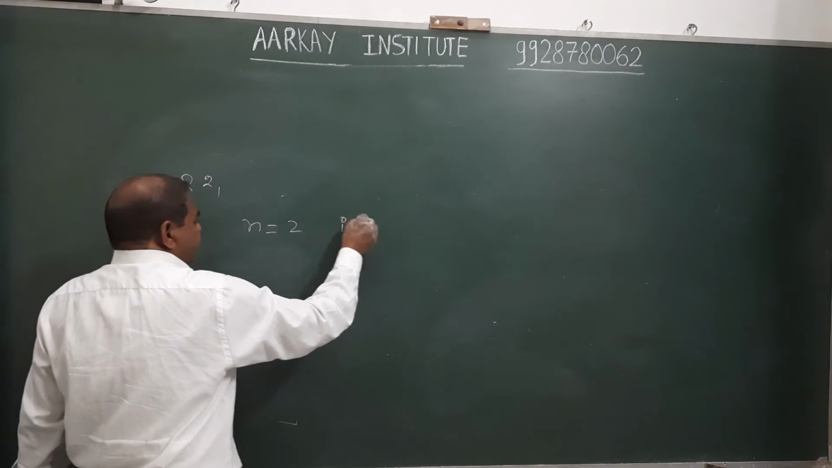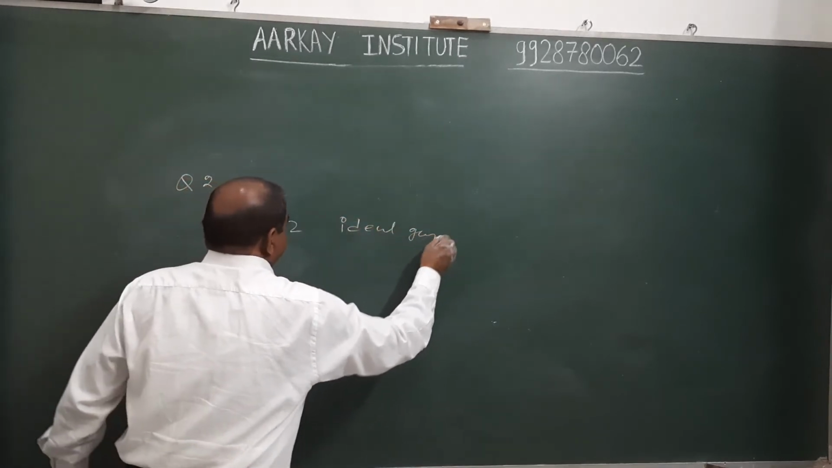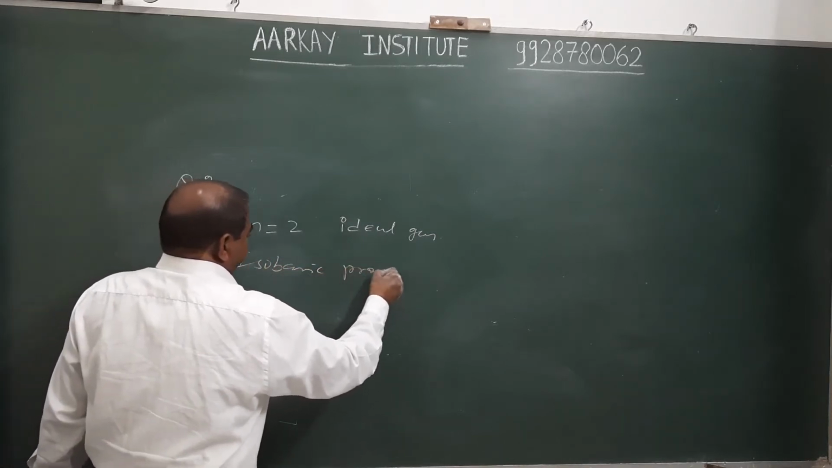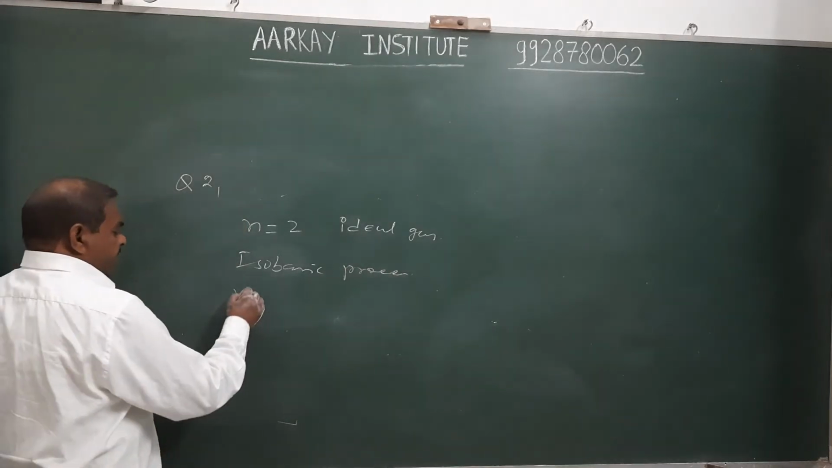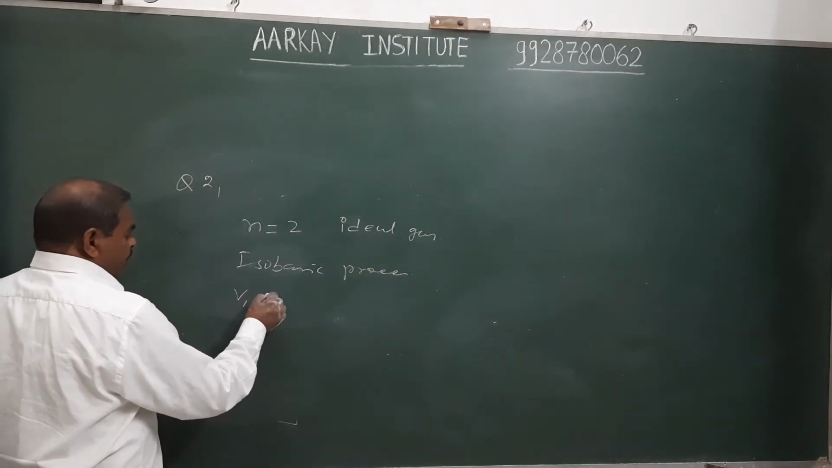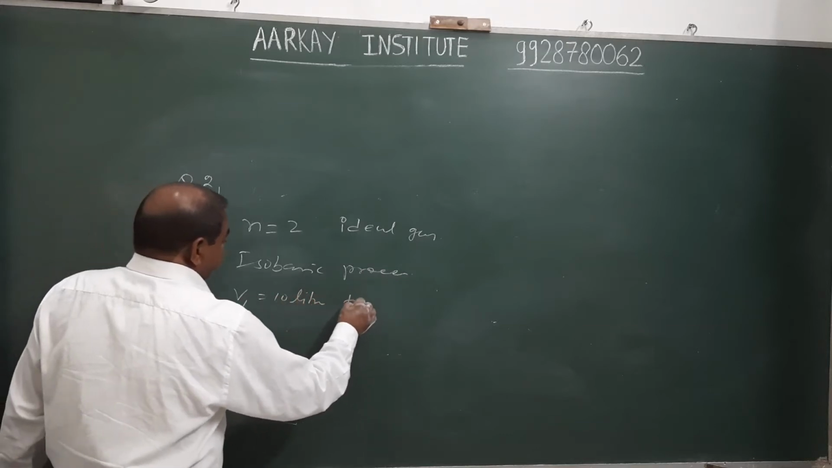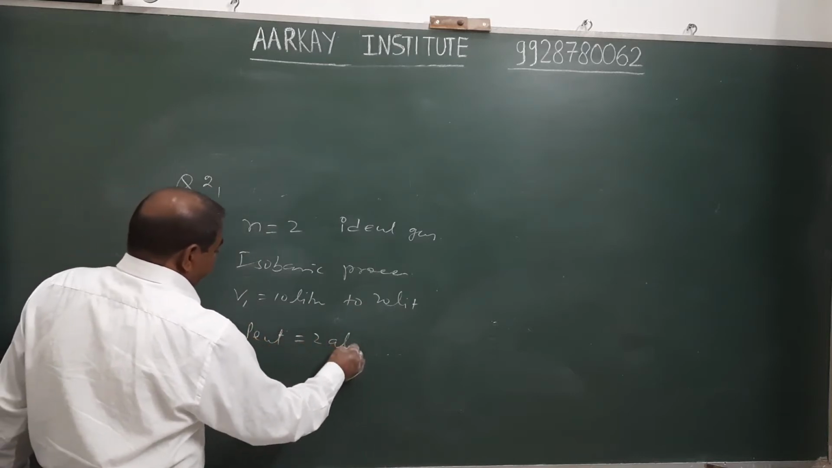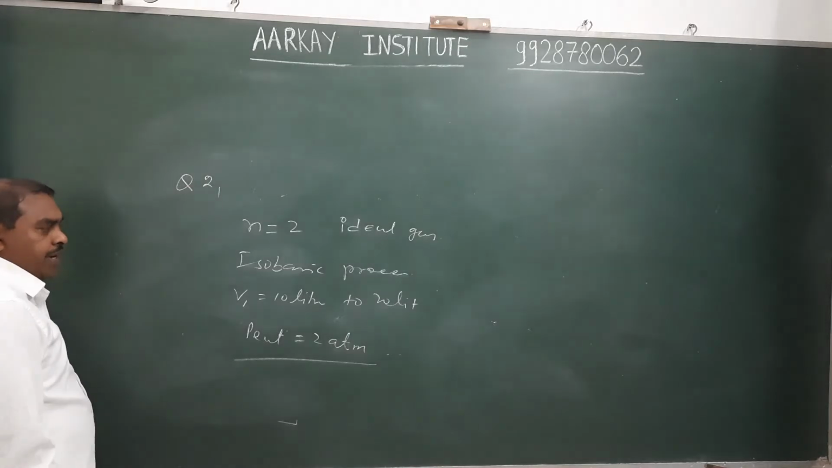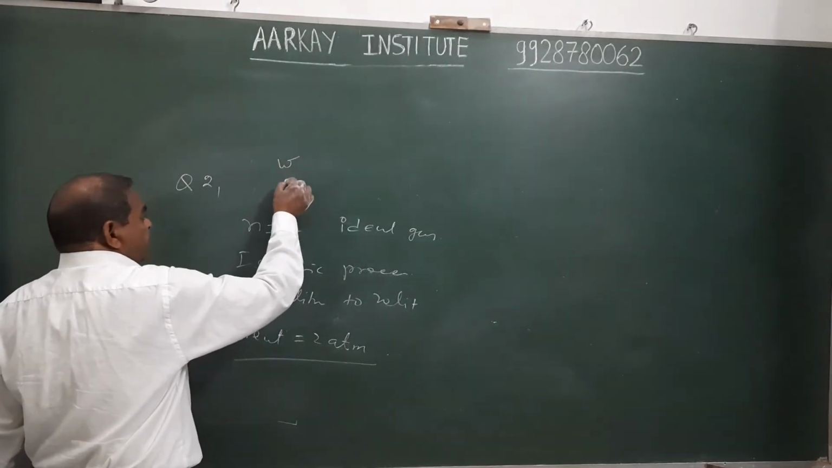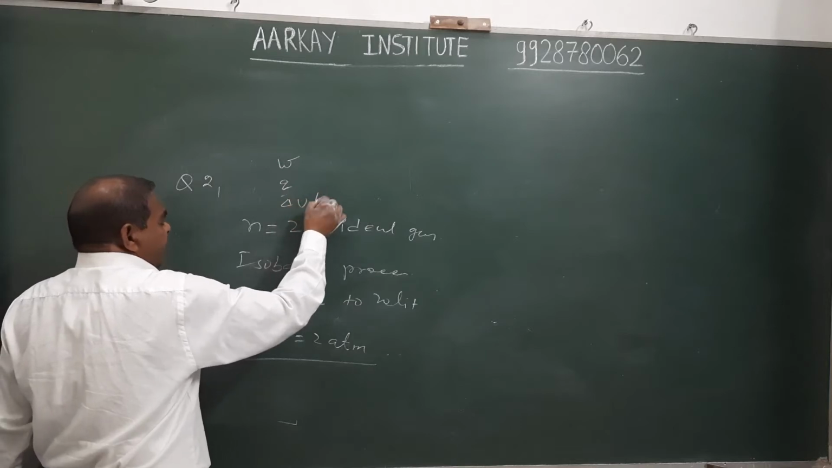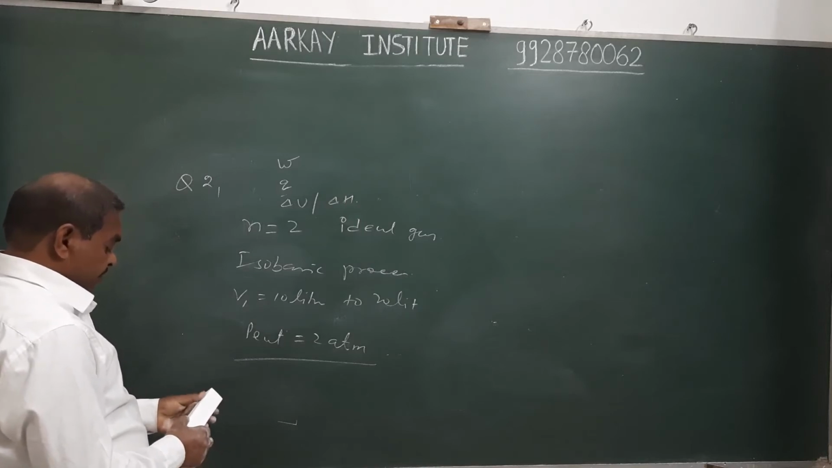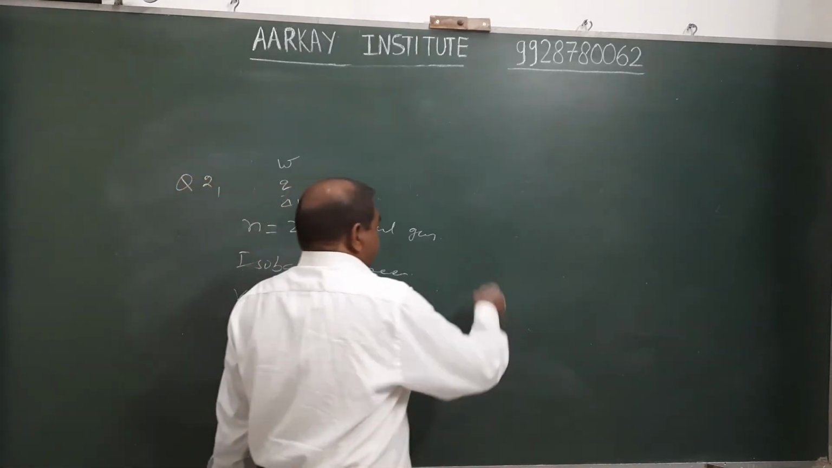2 moles of an ideal gas take part in an isobaric process in which their volume changes from 10 liter to 20 liter against a constant external pressure of 2 atm. Calculate work, exchange of heat energy, change in internal energy as well as change in enthalpy of the gas. First of all, we calculate work.